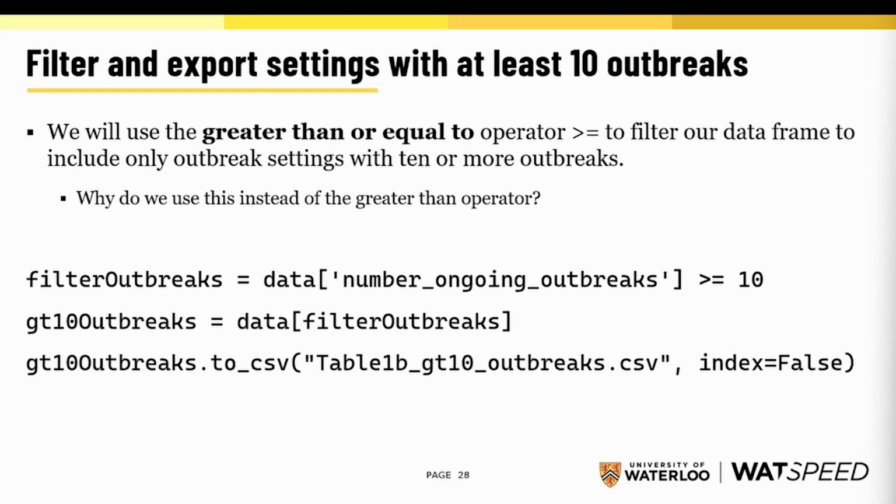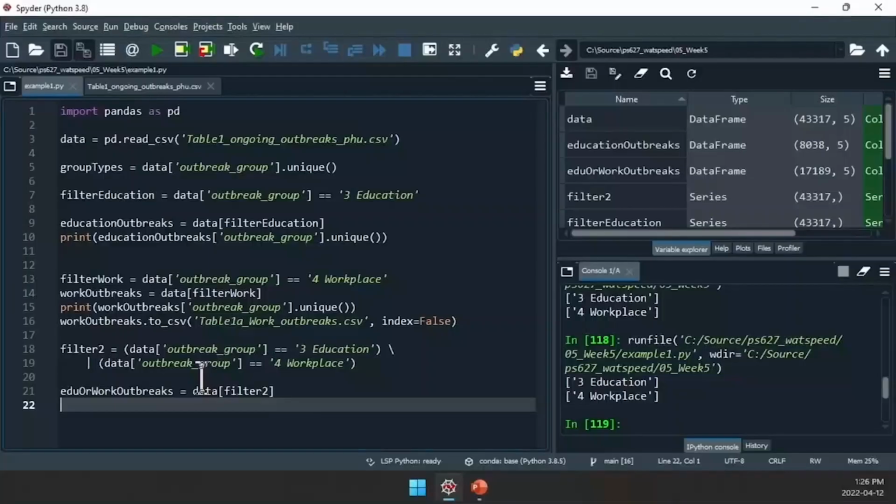But here's the filter condition that we're going to write. We're going to filter outbreaks by saying, give me every row where the number of ongoing outbreaks is greater than or equal to the value 10. Then we're going to filter our data frame by this filter condition and then export our data frame to a CSV file. So let's try this.